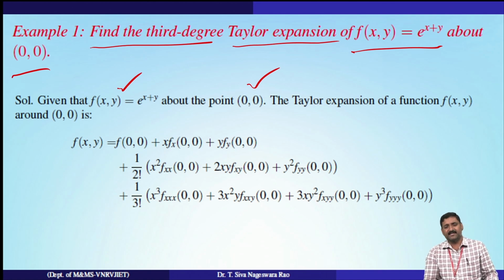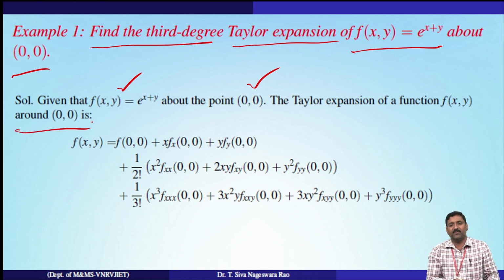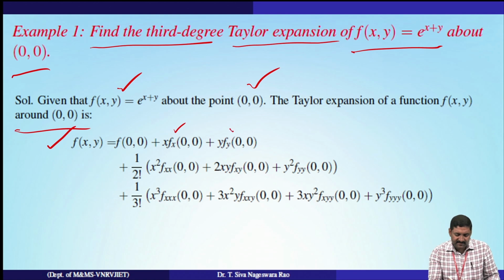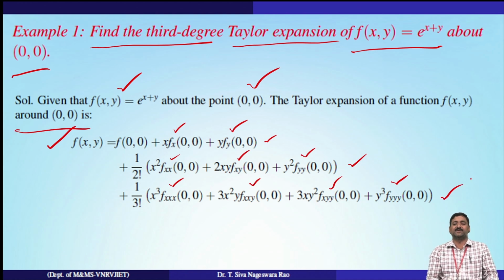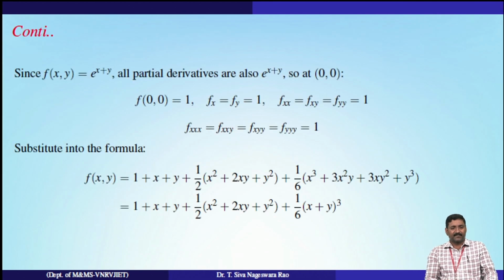Of course, every Maclaurin's expansion is a Taylor's expansion. Taylor's expansion of the given function about a point (0, 0). So this is the formula. Here our aim is to find the values of fx, fy, fxx, fxy, fyy, fxxx, fxxy, fxyy, fyyy. After finding first order, second order and third order partial derivatives, we will substitute 0 comma 0 in place of x comma y.